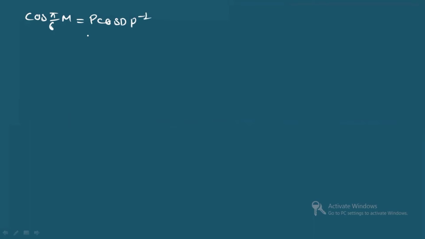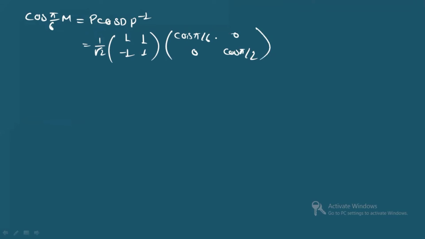Finally, you can write it as P, which is 1 by root 2 times (1, -1; 1, 1), times cos D. So cos D means cos pi by 6, 0, 0, cos pi by 2, because we know the matrix D was equal to this. You can just see here.